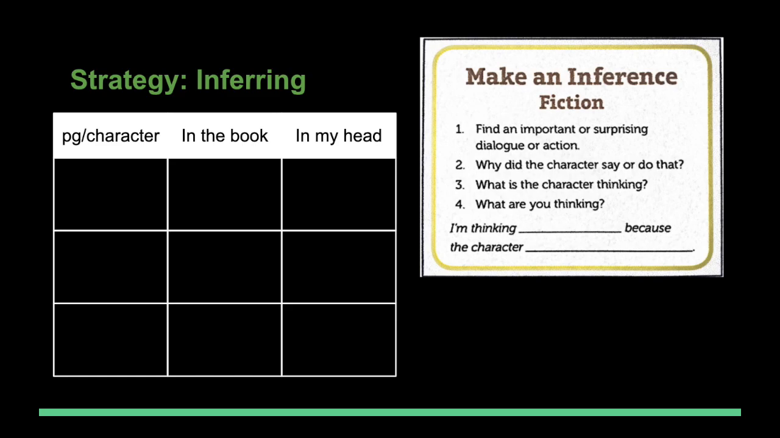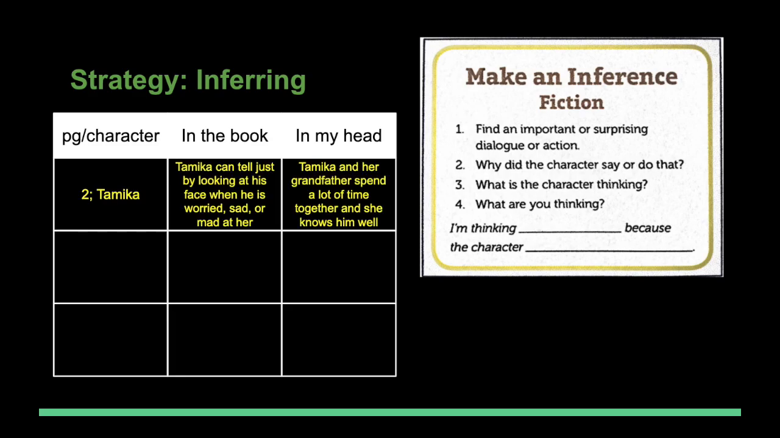Inferences are ideas not revealed by the author in the text. When we infer, we use clues from what the character is saying, doing, or thinking to figure out what the character might be thinking and feeling. In this beginning part, we learn that Tamika can tell what Grandpa is thinking and feeling just by looking at his face. And from this action, I can make an inference about Tamika. We're going to use this chart to keep up with our thinking. This makes me think Tamika and her grandfather spend a lot of time together, and she knows him well if she can just look at his face and know that he's worried or sad or mad at her.